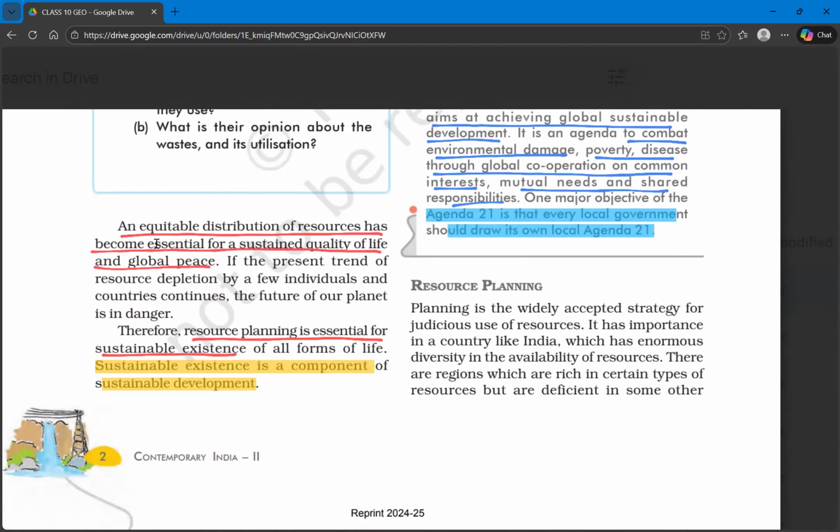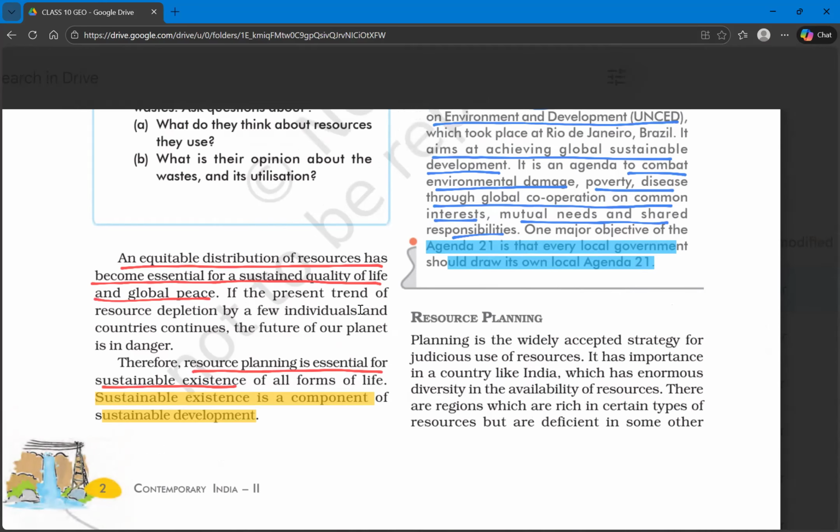For that, what are the solutions? An equitable distribution of resources has become essential for a sustained quality of life and global peace. So for sustainable life and global peace, what do we need? We need equity, so that the resources are distributed equally to all the people, to all individuals. If the present trend of resource depletion by a few individuals and countries continues, the future of the planet is in danger. Therefore, resource planning is essential for sustainable existence.